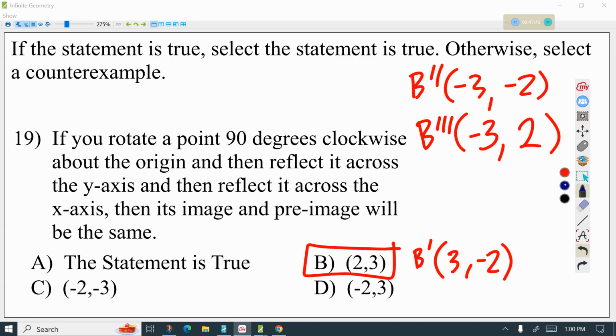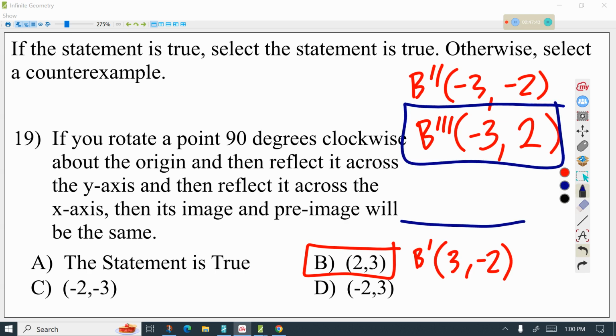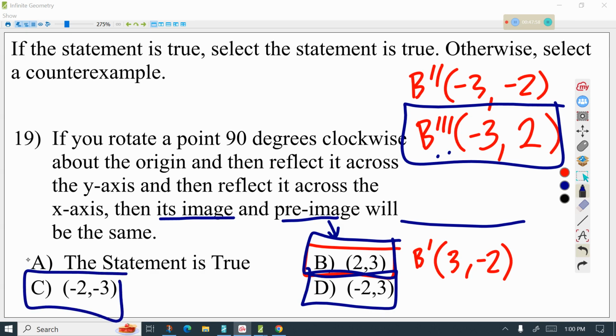So notice that this is not this, right? The pre-image was this one, and the image is this one when we get all the way at the end, after I do all of these movements, right? And so this would be a counterexample, but so would this one, and so would this one, okay? This statement is not true. That's how we have it here, all right?